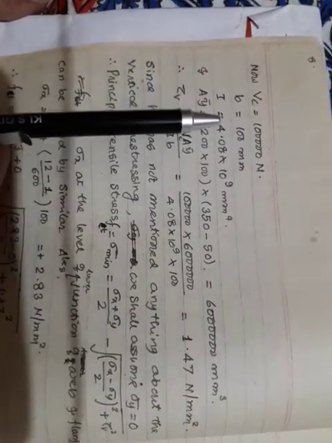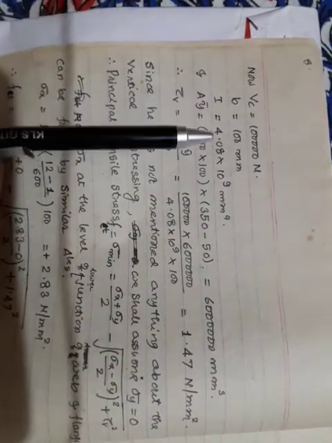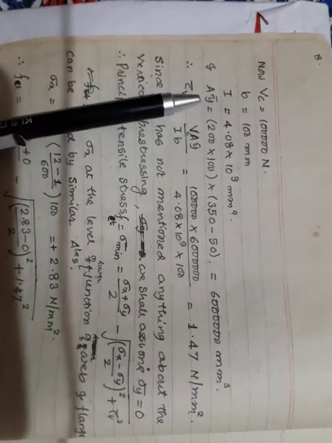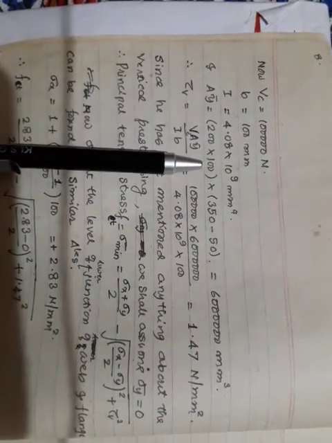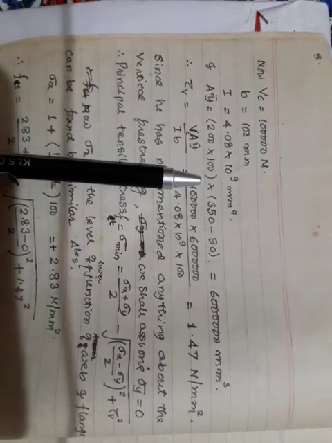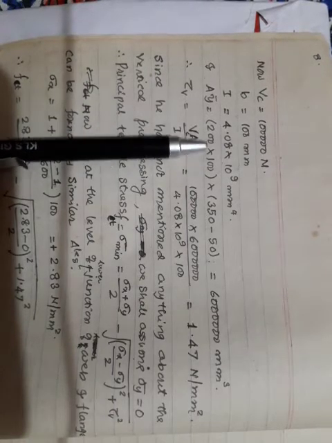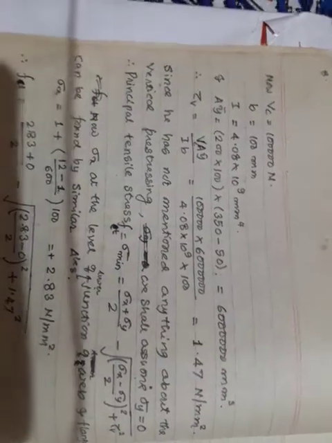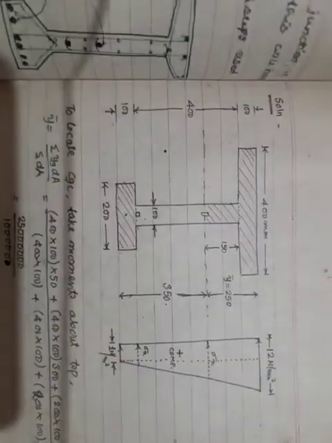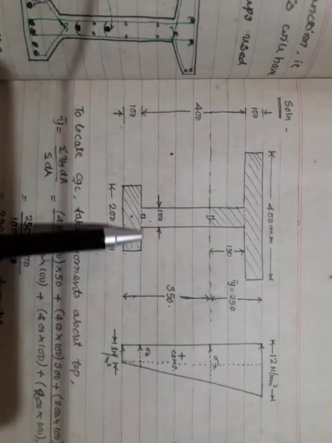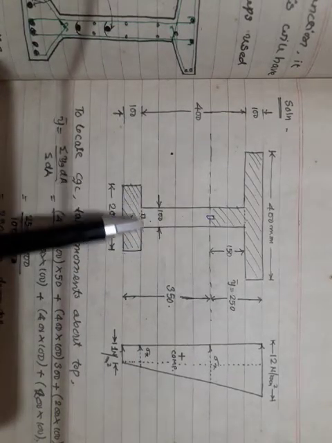Moment of inertia has already been calculated. Then A y bar is the moment of that area up to the CGC. Area of the web is 200 mm into 100 mm. Now I will show you the figure again. See, this area is 200 mm into 100 mm. It is this area I have considered.